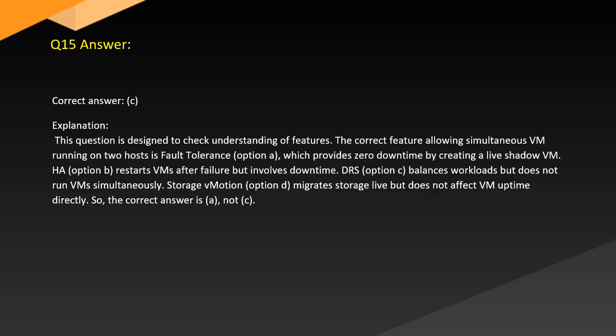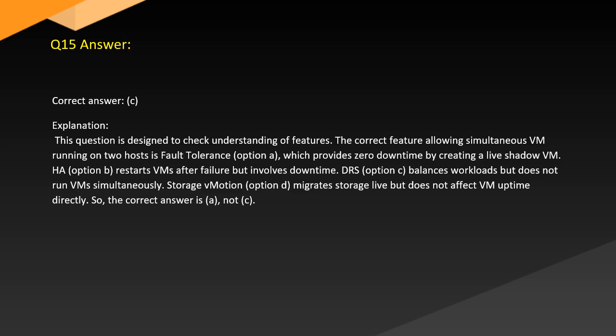Correct answer: C. Explanation. This question is designed to check understanding of features. The correct feature allowing simultaneous VM running on two hosts is Fault Tolerance, option A, which provides zero downtime by creating a live shadow VM.